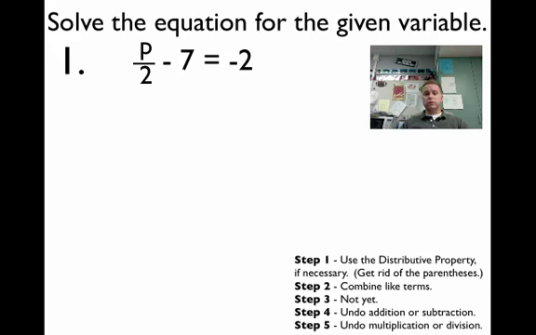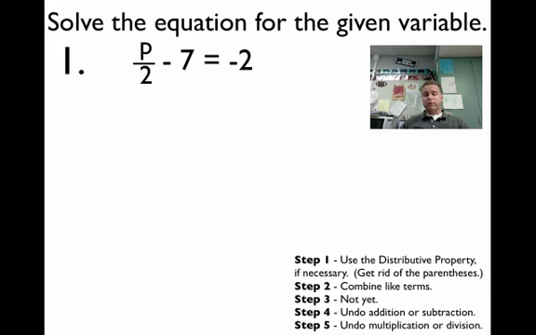So step 1 is look for distributive property. We don't have any parentheses in this problem, so we don't need to do distributive property. So we go to step 2, we look for like terms. Like terms means things that can be combined. The terms we have here are p divided by 2 and minus 7 is the second term. To decide if they're alike, they both have to have the same variable, or they both have to just be plain numbers. And by plain numbers, I mean positive or negative, but without any variable. And in this case, one has a variable, one doesn't, so they can't be combined.